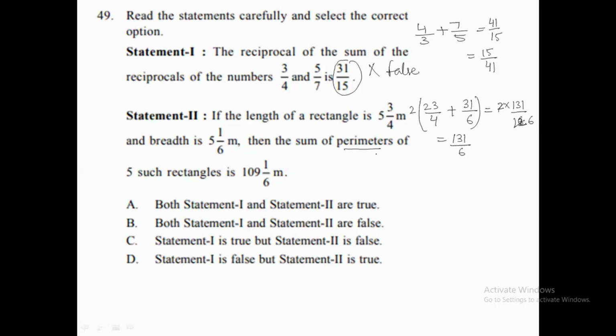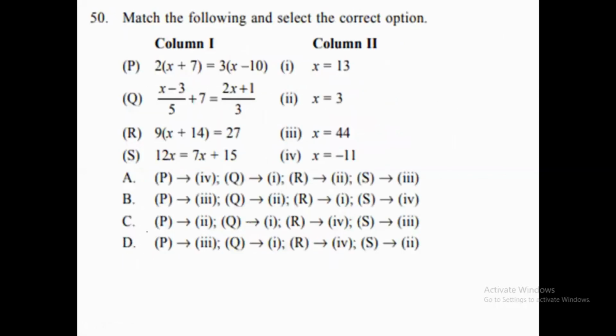Now we need to find the perimeter of 5 such rectangles, so we need to multiply it by 5. When we multiply it with 5, we get 655 by 6. When we solve it, we get 109 whole 1 by 6 meters. That is given in the question itself, so this statement is true. So the answer is option B: statement 1 is false and statement 2 is true. Let's move to the next question.